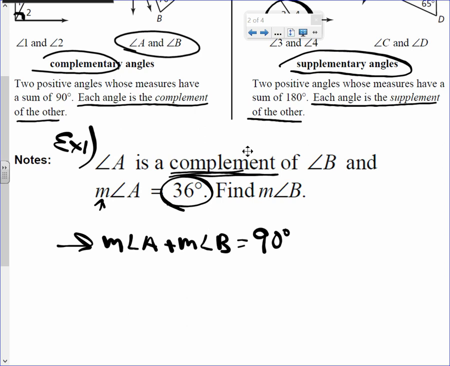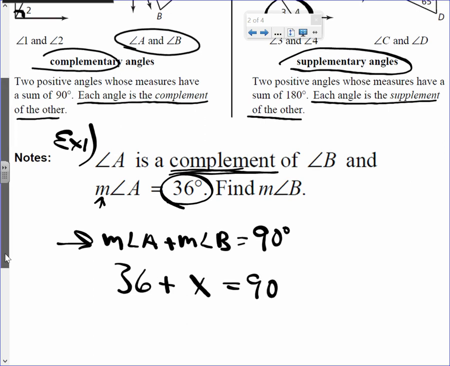Cool. Now let's substitute. Let's plug and chug like I did for a warm-up this morning. What's the measure of angle A here? 36. Measure of angle B, I have no clue, so I'm going to put X for the measure of angle B. Equals 90.